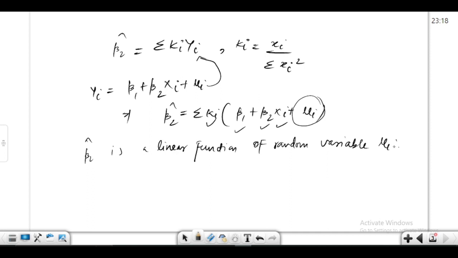So this implies that the probability distribution of our beta 2 hat or beta 1 hat will depend on the assumption made about the probability distribution of ui. Whatever assumption I'm making about the distribution of the ui variable, that same distribution will be followed by my betas, because my beta 2 hat and beta 1 hat are dependent upon ui itself, as the other values are fixed.